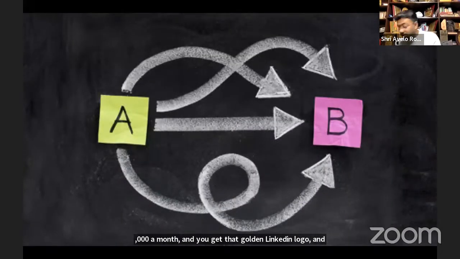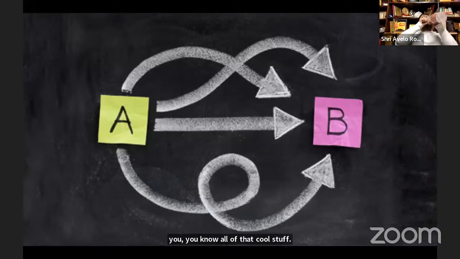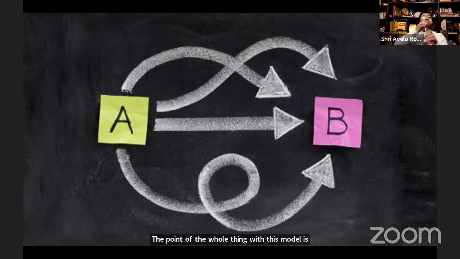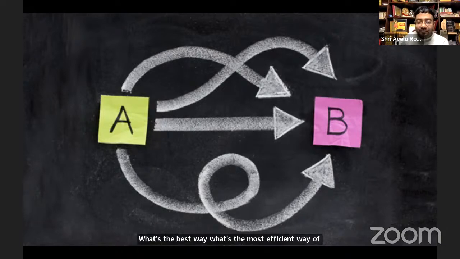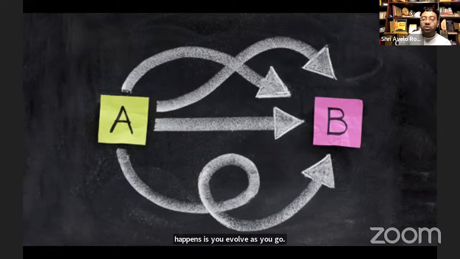The point of the whole thing of a business model is to really look at the formula for making money and see how to streamline it. What's the best way, what's the most efficient way of going from idea to revenue? And in this journey, in this process, you evolve as you go, your business model evolves as you grow, and slowly you find out, oh, this is a better way of doing it. And people give you feedback and all that.